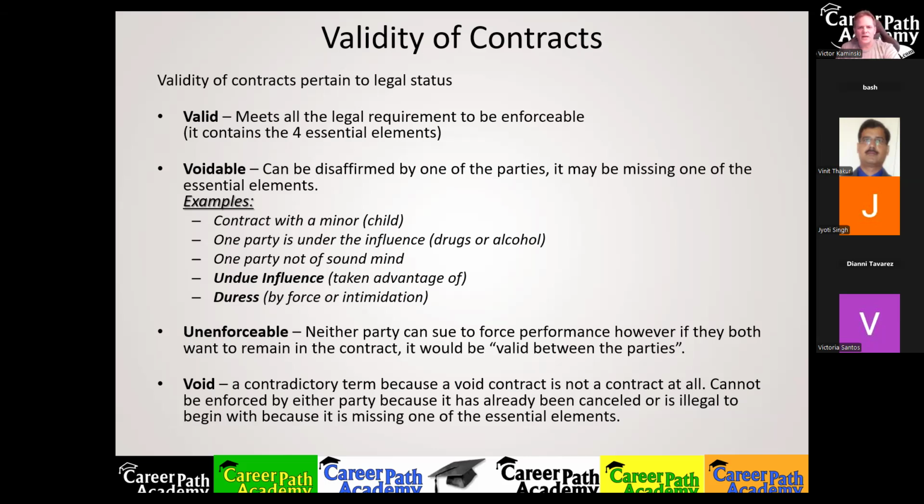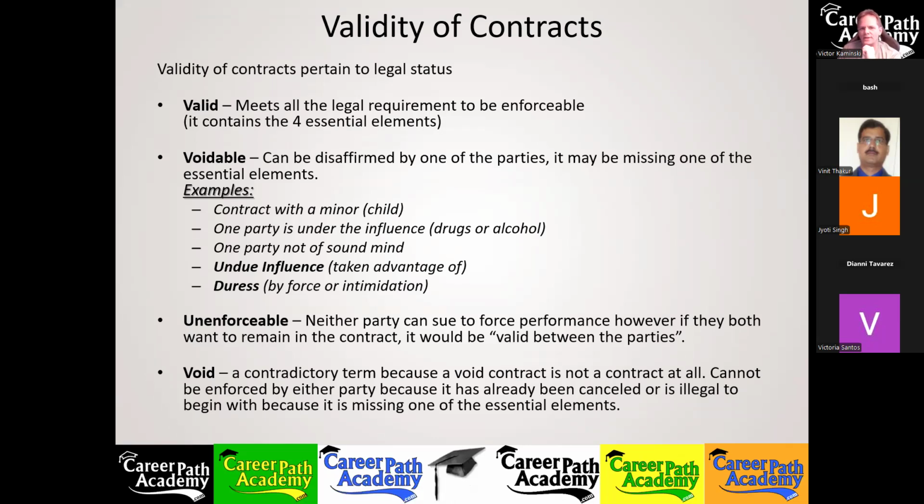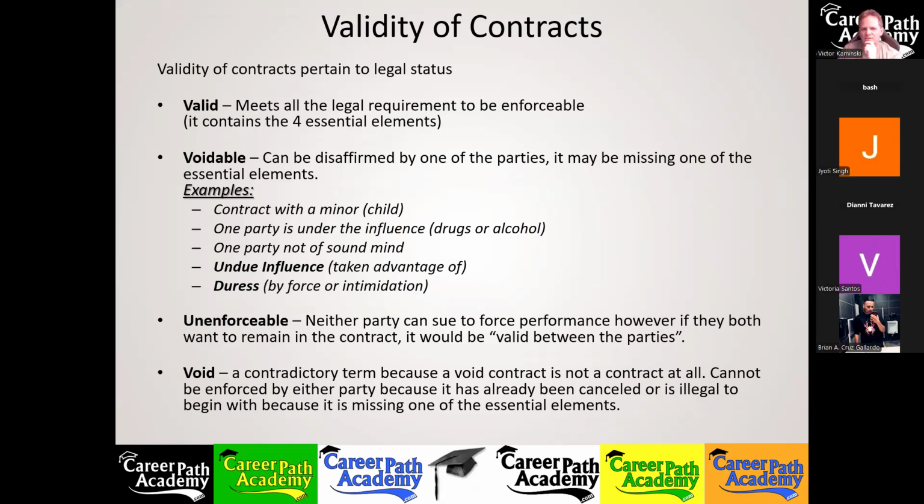A voidable contract is one that can be disaffirmed by one of the parties. It could be missing one of the essential elements, or be canceled for some reason. Some examples of this would be a contract with a minor. You cannot enter into a legally binding contract with a minor, can you? No, unless they're married, for exam purposes only. Yes, very good.